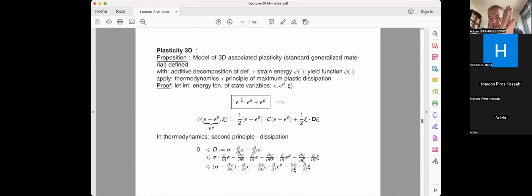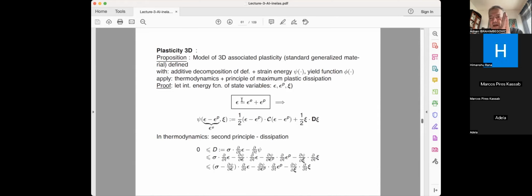I have a total strain. I have to split it for plasticity in the small deformation setting. When you have a small displacement gradient, every component is much, much smaller than one. As I said, 400 megapascal divided by 200,000 Young's modulus is 10 to the minus 3 times 2, which is really, really small. So in this case, the total strain can be split into elastic and plastic additively.